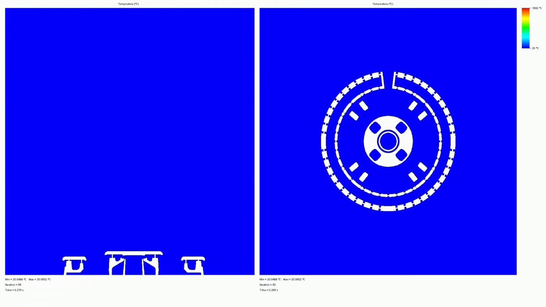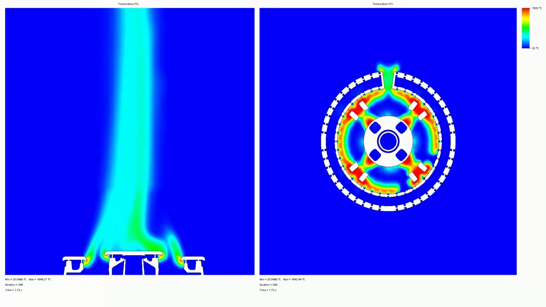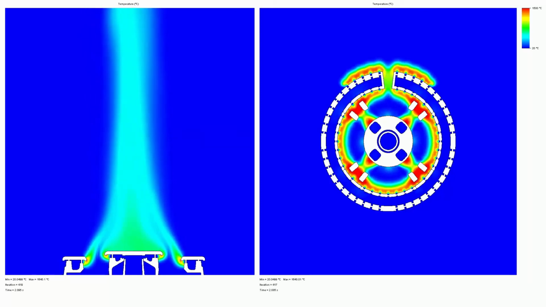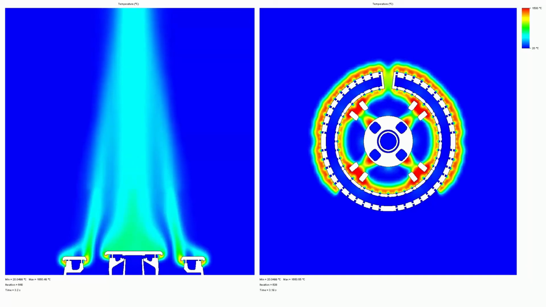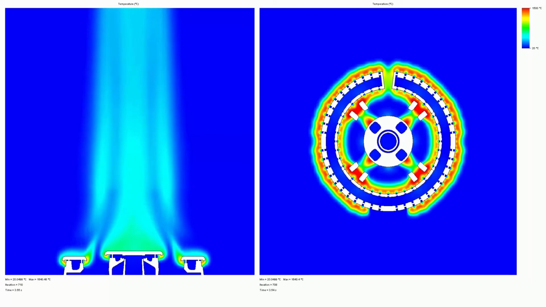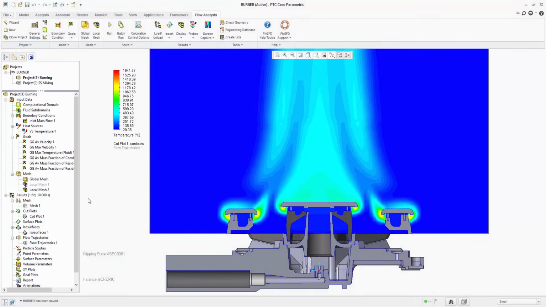During the actual solver execution, we can preview flow parameters to ensure sensible results. Here we're looking at the burner from two perspectives showing temperature. The initial heat source in the center can be seen and the flame propagating outwards from this transiently. The solution stops once the flame has become steady state. Once solved, the results show a variety of combustion-related parameters.